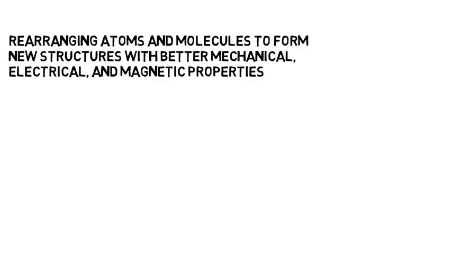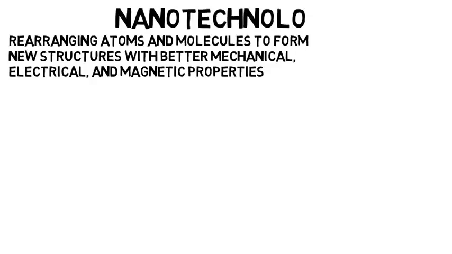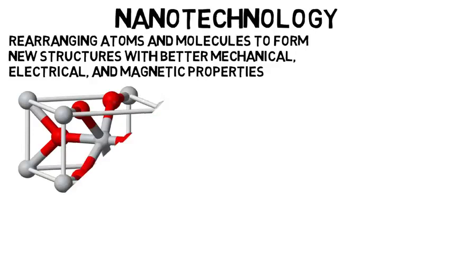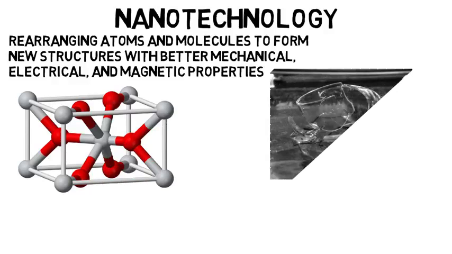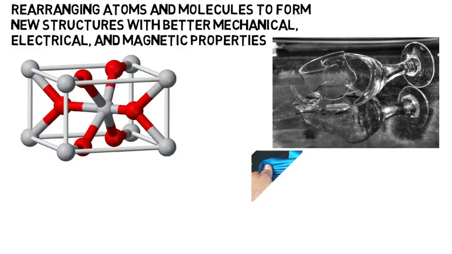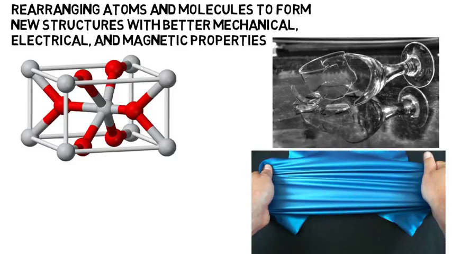Or you could work on the study of carefully rearranging atoms and molecules to form new structures that have better mechanical, electrical, and magnetic properties for a material. This is also known as nanotechnology. The way the atoms are arranged is what gives the materials a lot of their properties. It's why some things break when we drop them, and why other things stretch when we pull on them. If we can manipulate the arrangement of atoms, then we can change the object's properties and how it behaves.